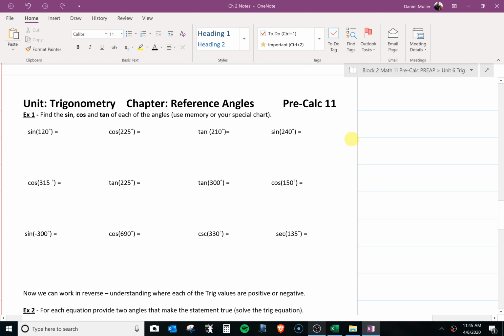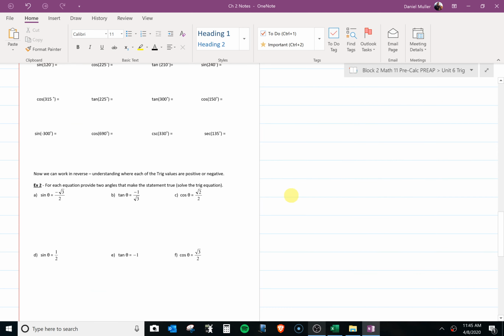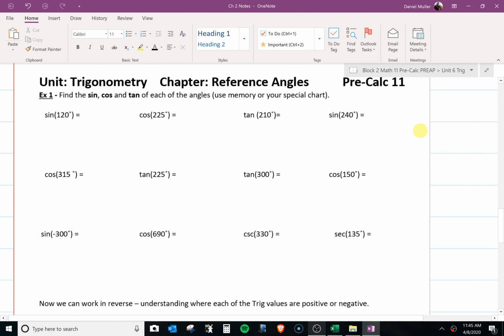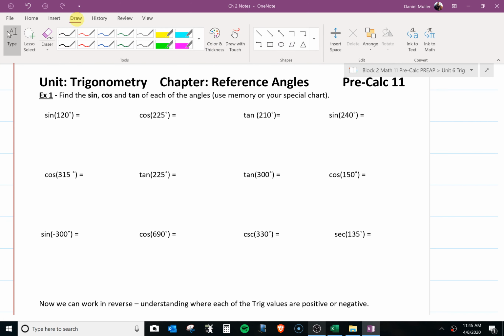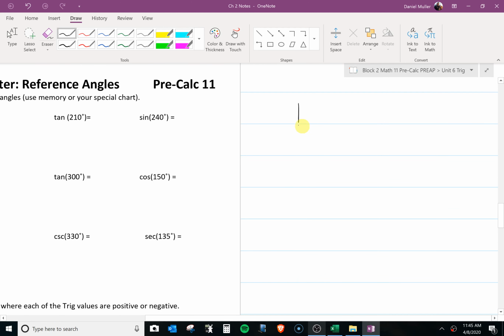Example number 1. This is the next part. This is the majority of this unit. And I guess it goes with example number 2. So this one page is everything that we've been working towards. And the idea is that you have to do this without a calculator. So you're going to want to do this by memorization, meaning you'll probably need to memorize this chart.